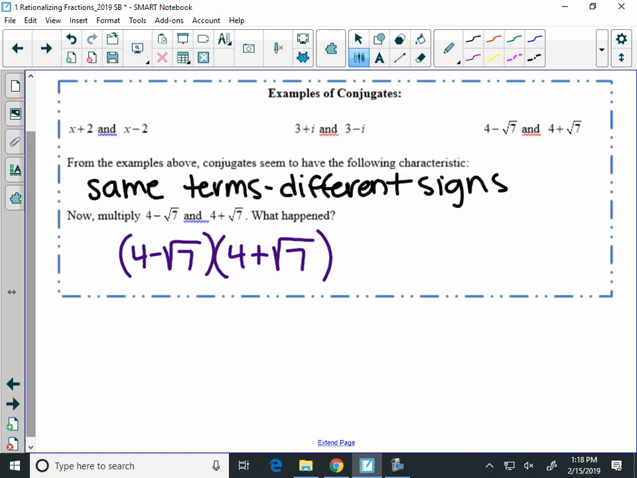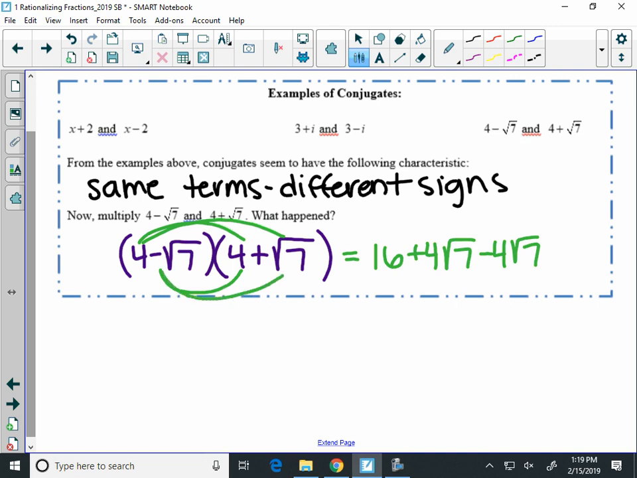So let's see, if I take 4 times 4, 16. 4 times radical 7 is plus 4 radical 7. Negative radical 7 times 4 is minus 4 radical 7. Well, that looks like it's going to be helpful. And then I have a negative times a positive, so I'm going to have a minus. What did we just talk about if I have radical 7 times radical 7? It's just minus 7 on the end.